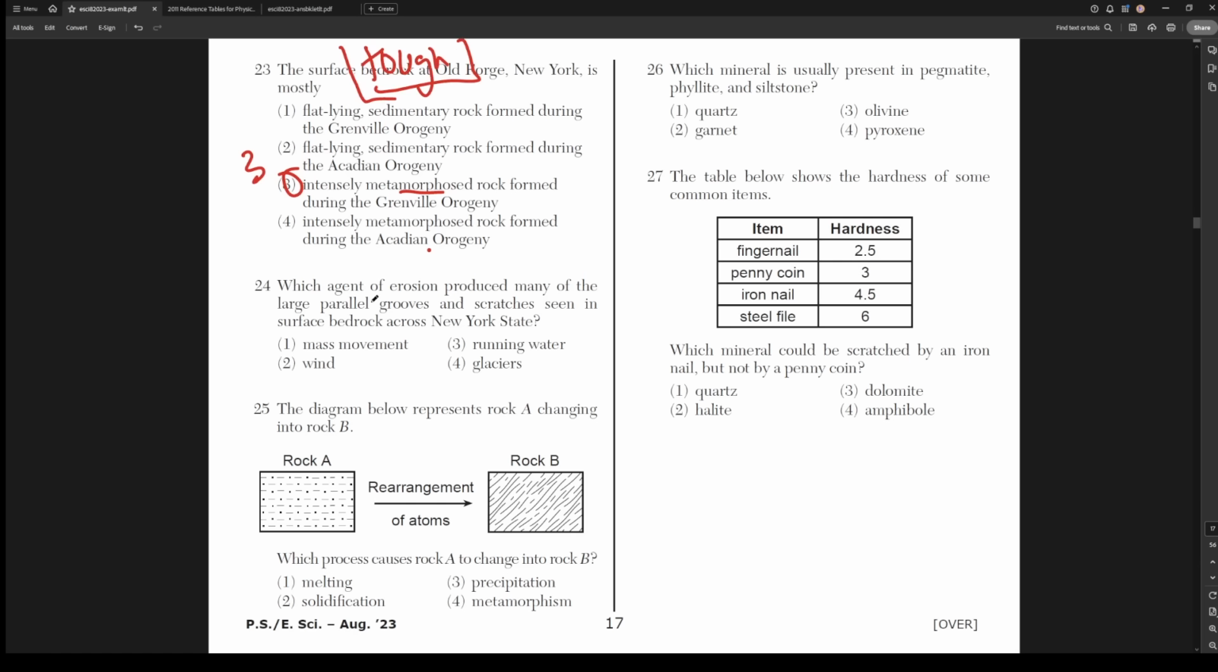Number 24. Which agent of erosion produced many of the large parallel grooves and scratches seen in the bedrock? Okay. Parallel grooves. Glaciers. They're striations.